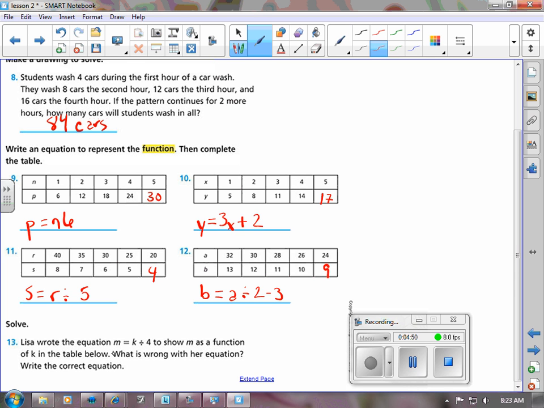On this last one, Lisa wrote an equation, m equals k divided by 4, to show m as a function, but she wrote it wrong. What she forgot to do was subtract 2. So she needs to change her equation to m equals k divided by 4 minus 2. And that's all for today's lesson.